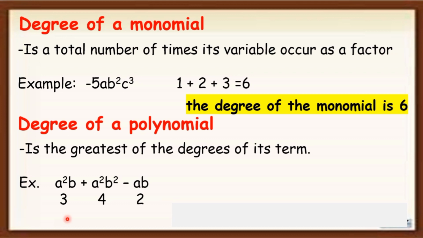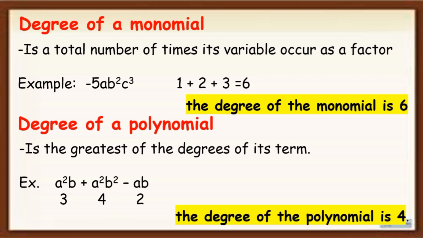So, then after we get the exponent of each term, check mo kung sino ang may pinakamataas na degree. So, we are going to find the highest degree or the greatest degree in the given polynomial. So, the answer is 4. So, therefore, the degree of the polynomial is 4. So, that's how we get the degree of a monomial and the degree of polynomial.